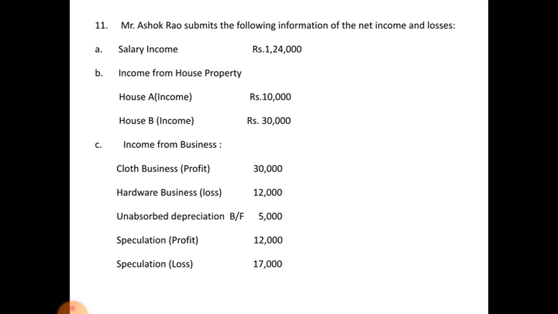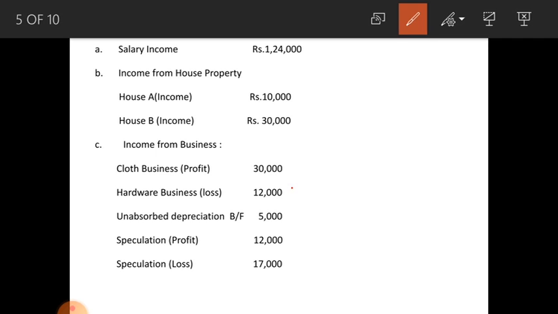See the next problem. Mr. Ashok Rao submits the following information of the net income and losses. See the problem. Salary income 1,24,000, income from house property, house A there is income of 10,000 and from house B profit of 30,000 is there. Next, see third one, income from business. From cloth business he is earning profit of 30,000. From hardware business he is incurring loss of rupees 12,000.